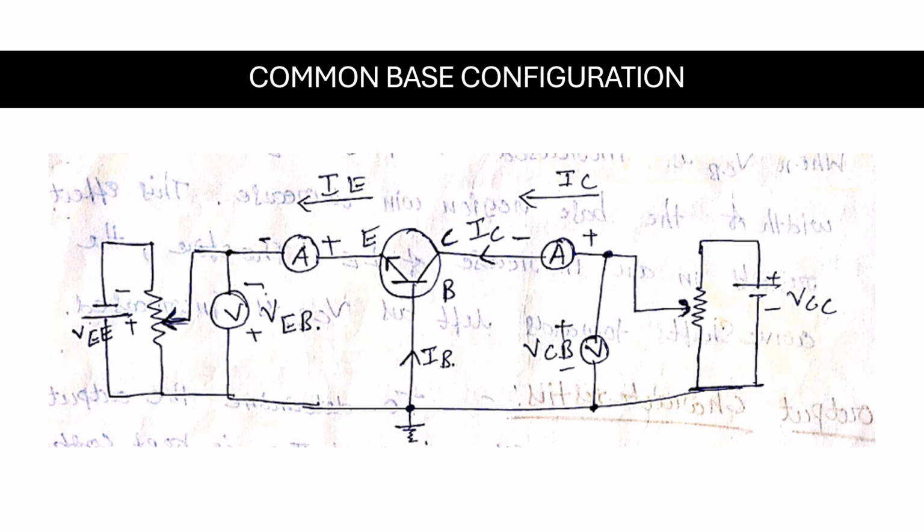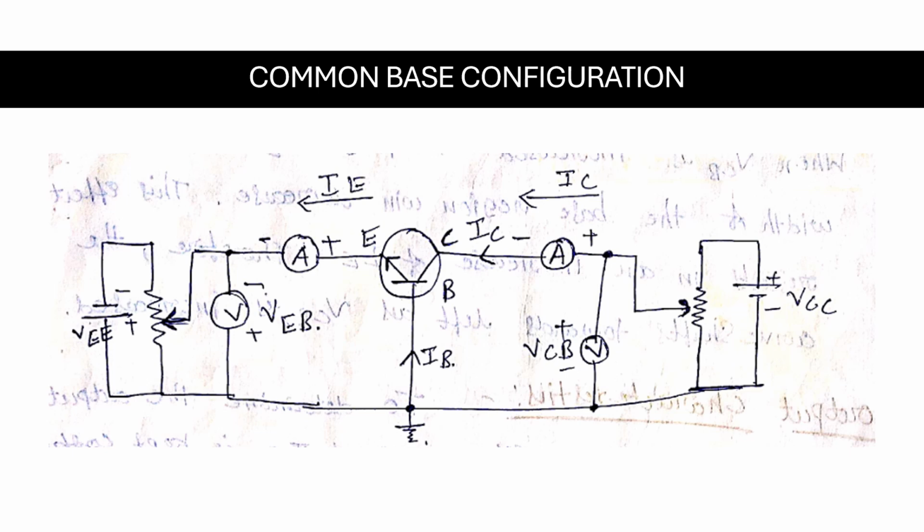So what are these suffixes? V means voltage. VEB: the first suffix indicates the terminal voltage and the second suffix indicates the type of configuration. VEB means emitter voltage in common base configuration. Same, VCB means collector voltage in common base configuration. This is the supply voltage: emitter supply voltage VEE, and VCC is the collector supply voltage. For biasing, we apply VCC at the output side and VEE at the input side.